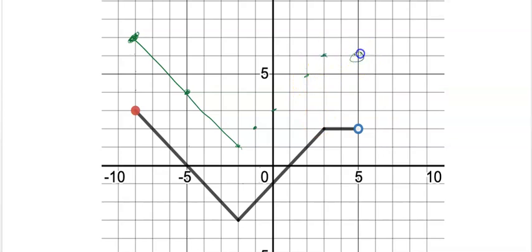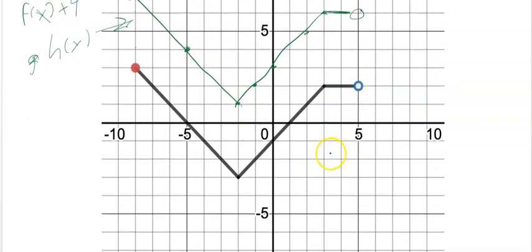This open circle moves up 4 to there. So I have the function there. And then there. So this is my graph of h of x. It's f of x plus 4. F of x is in the solid black line. And when I add 4 to it, I get g of x. Or I think I said this was h of x. Is in the green.